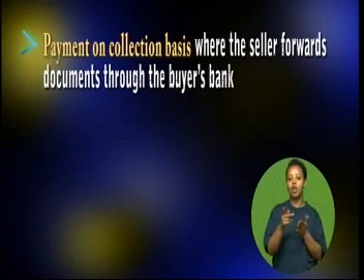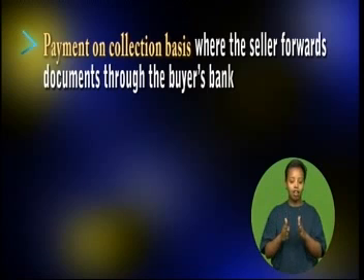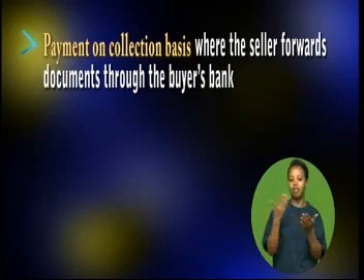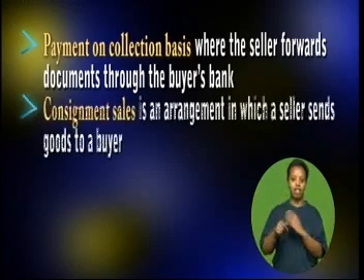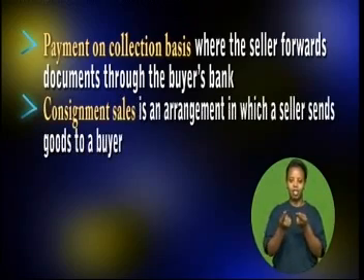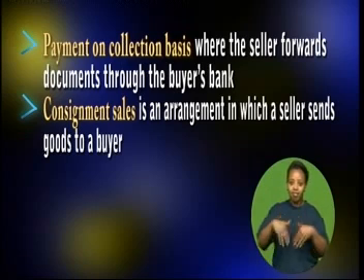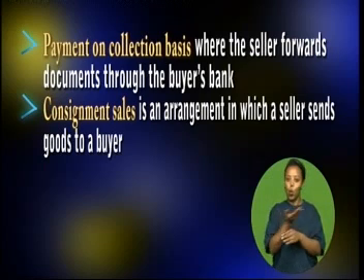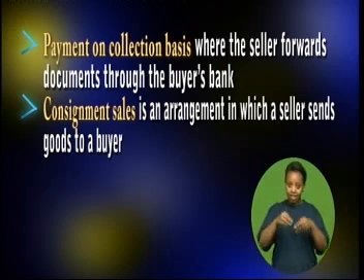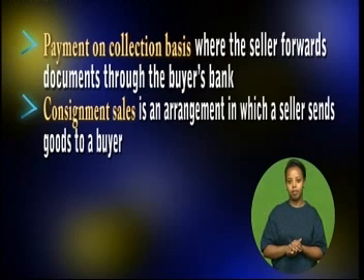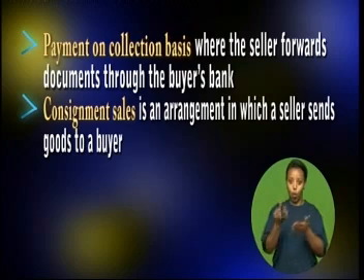Payment on collection basis is an agreement in which the seller forwards financial and commercial documents through the buyer's bank. Consignment sale is an agreement in trade in which a seller or the consignor sends goods to a buyer or consignee without getting payment for the goods itself. The consignee or the buyer pays the amount only when the goods are sold.